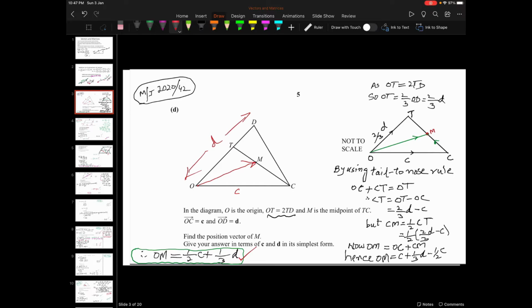Now, how can we solve this question? As OT is equal to 2TD, it is given. So OT is equal to 2/3 of OD, but OD vector is equal to D. So OT is equal to 2/3 D.